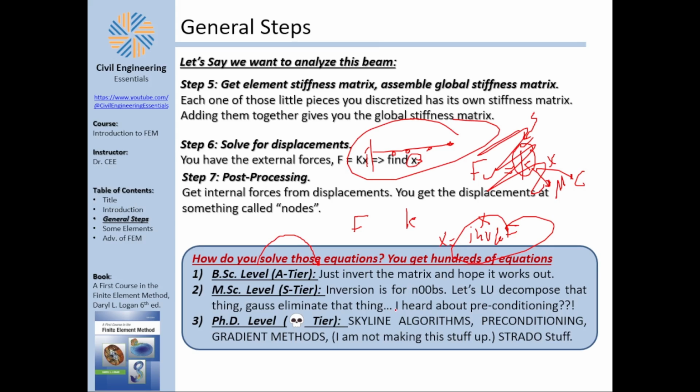So if you are aware of that, you would then go to something called LU decomposition, Gauss elimination, and so on, and you might have heard about something called preconditioning. If you are a PhD ultimate tier level, then you must know about something called skyline algorithm, preconditioning, gradient methods. I'm not making this stuff up. I actually programmed that in Strado, the software I'm still working on. So it becomes really interesting.